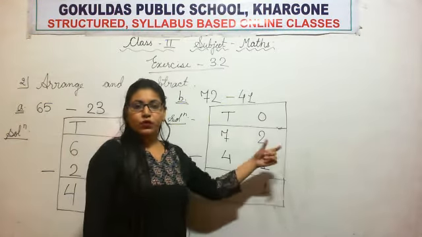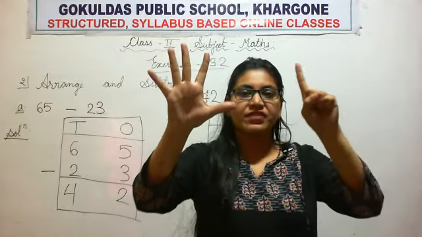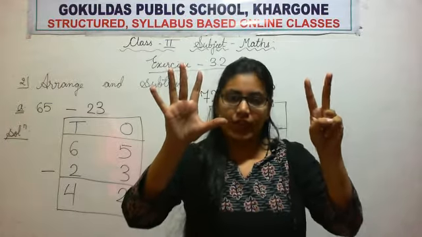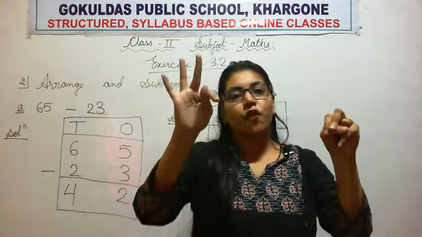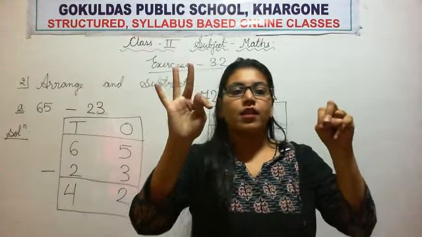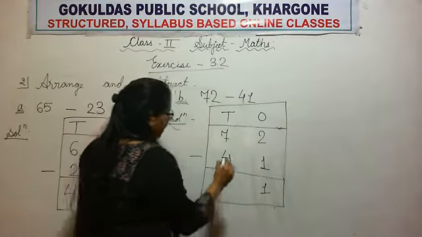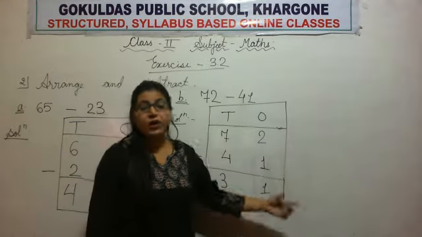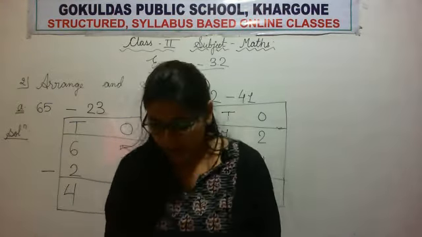Moving towards 10's column. 7 minus 4. So all of you open 7 fingers with me. 1, 2, 3, 4, 5, 6, 7. Now minus 4 is there, so we will take away or remove 4 fingers. 1, 2, 3, 4. Now how many fingers are left? 3 fingers are left. It means we will write the number 3. Okay. So 72 minus 41 is equal to 31. Okay. So now moving towards the next part, part C.